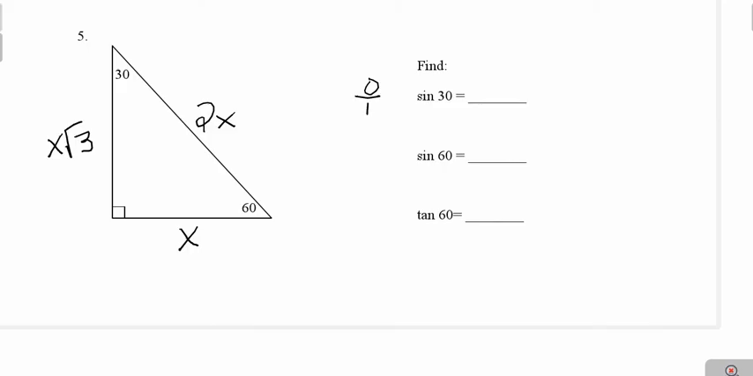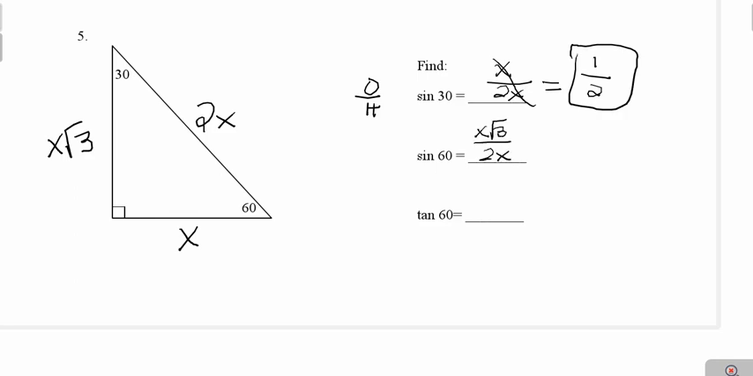So when it asks for the sine, remember the sine is opposite over hypotenuse. So opposite of the 30 would be x, the hypotenuse would be 2x, and then I always want to reduce. The x's will cancel out, so since nothing's left on top, there's technically a 1 up there, over 2. The sine of 60 would be opposite, so x times the square root of 3 over the hypotenuse, 2x. Again, the x's are going to cancel out, and you're left with the square root of 3 over 2 as your ratio.